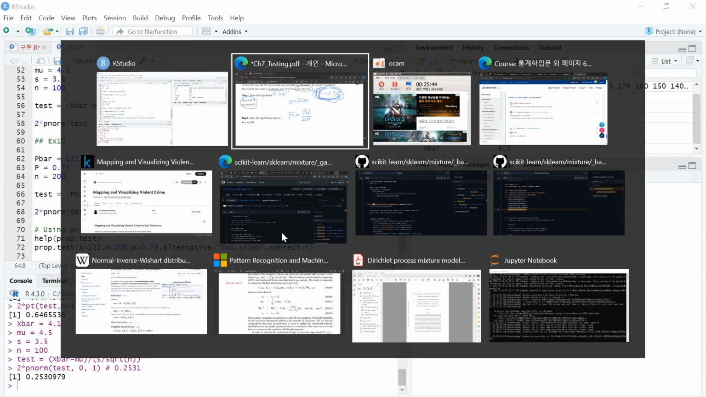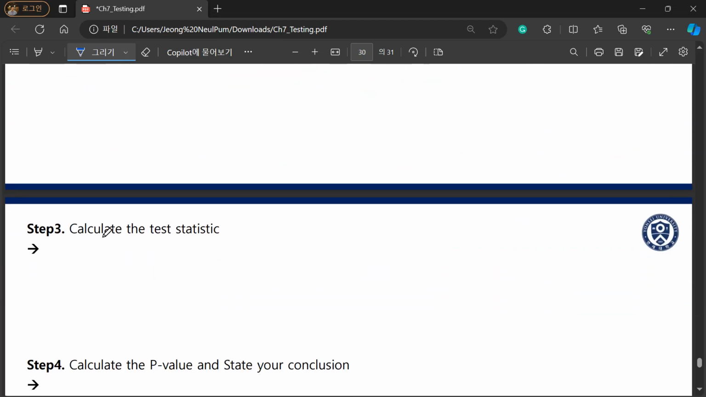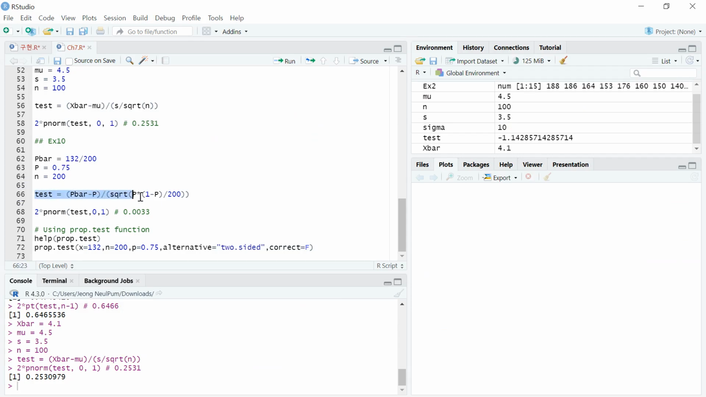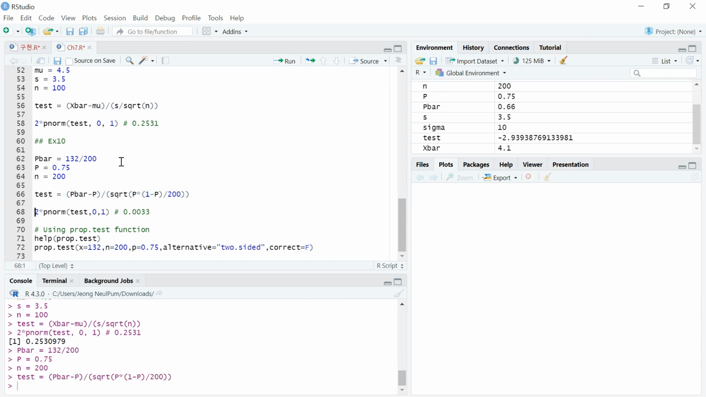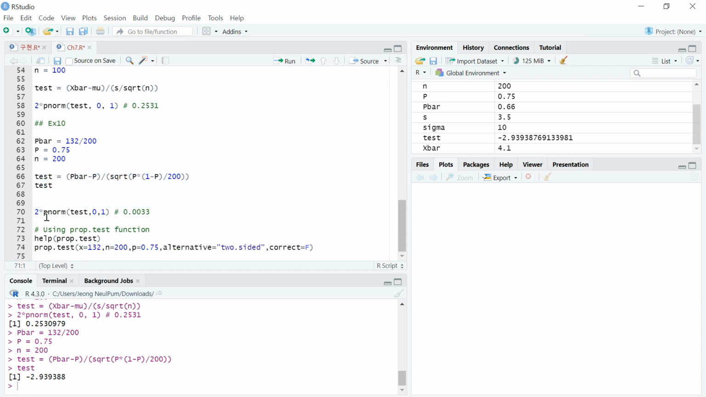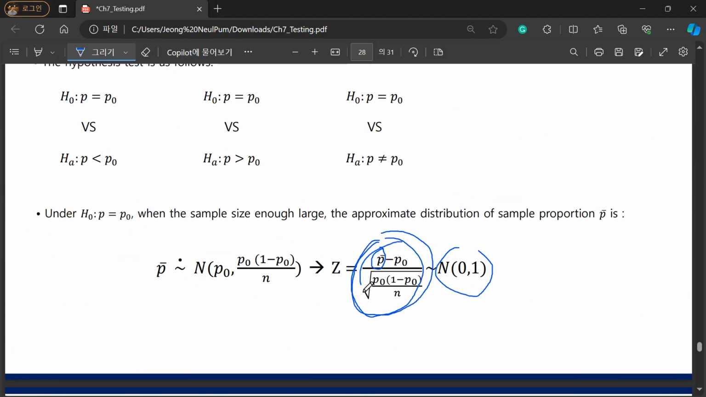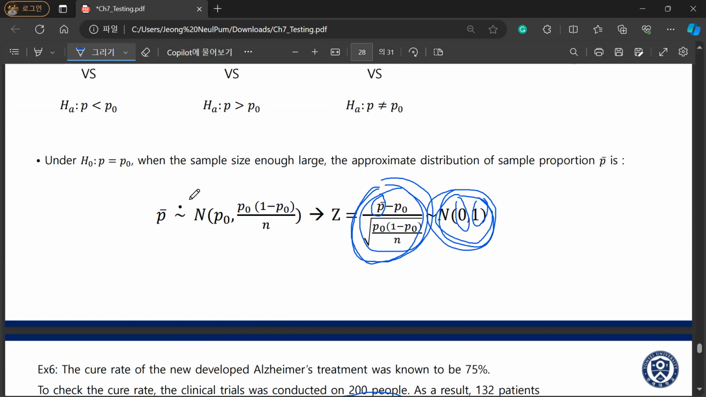Because we can use this formula for getting the test statistic, which is the same as this one, the test statistic is about minus 2.93. Then we can get the p-value by using the pnorm function, because we know that our test statistic follows the normal distribution with zero mean and standard deviation 1, which is the standard normal distribution.